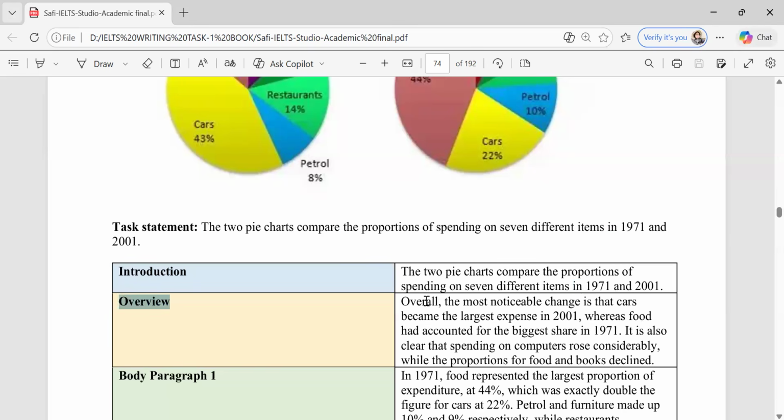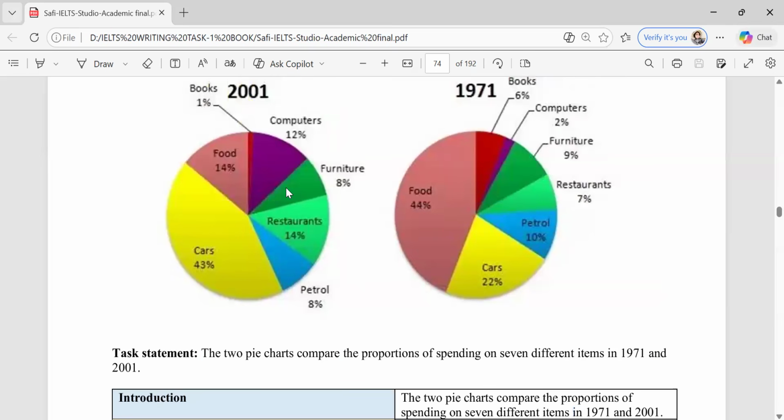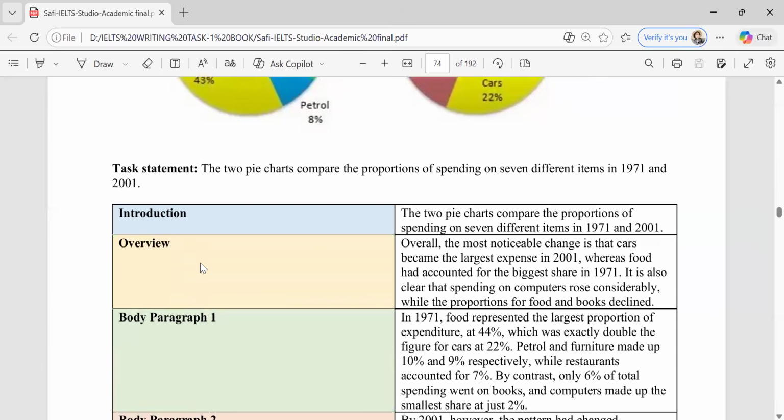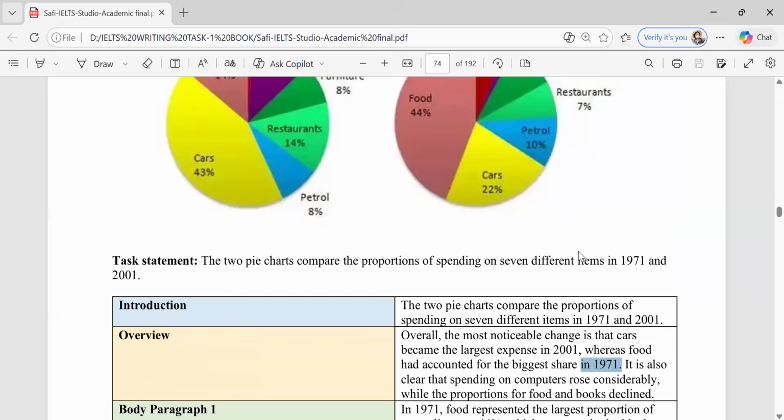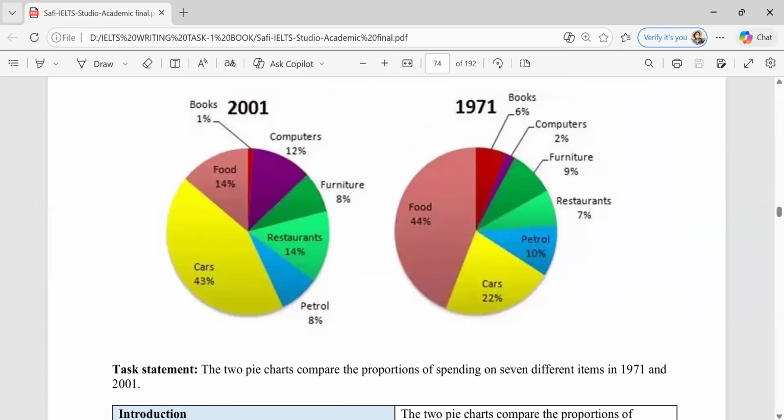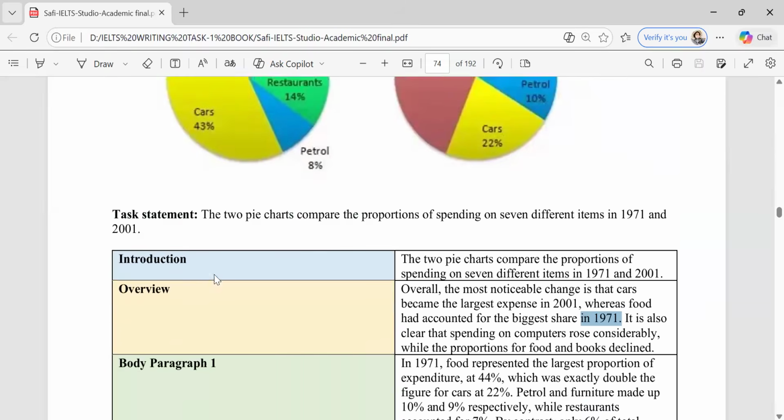अब इसमें देखिए ओवरव्यू. So overall, the most noticeable change is that cars became the largest expense. Am I right? In 2001. अगर आप 2001 को कंपेयर करना चाहे तो इसमें सबसे बड़ा जो एक्सपेंस है वो किस चीज का है? कार का है. Am I right? Yes. Number one. And number two, food had accounted for the biggest share in 1971. अब 1971 में क्या था? फूड था सबसे बड़ा शेयर. और 2001 में क्या है? It's all about the cars.